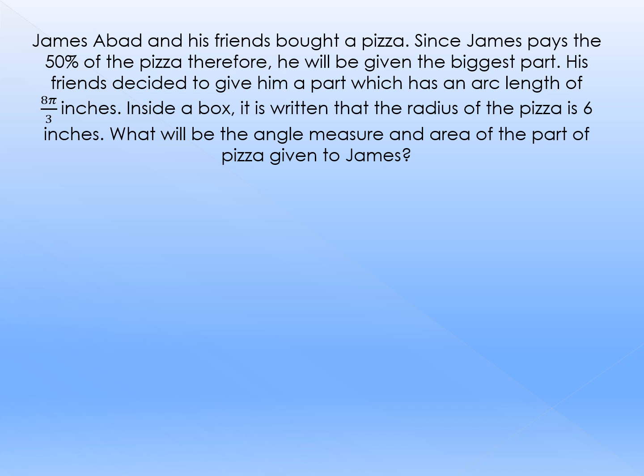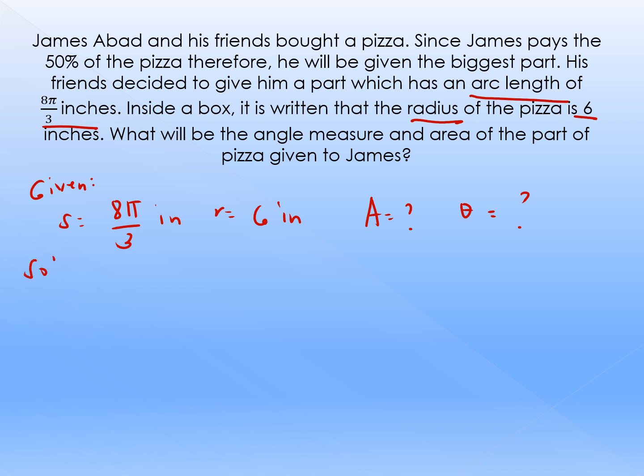Let's start writing the given. The first given is 8 pi over 3 inches, which is arc length. So we have S is equal to 8 pi over 3. Now, the next is radius, which is equal to 6 inches. So we have R, which is equal to 6 inches. Now, we're looking for A, or the area of the sector, and theta. Now let's have the solution.